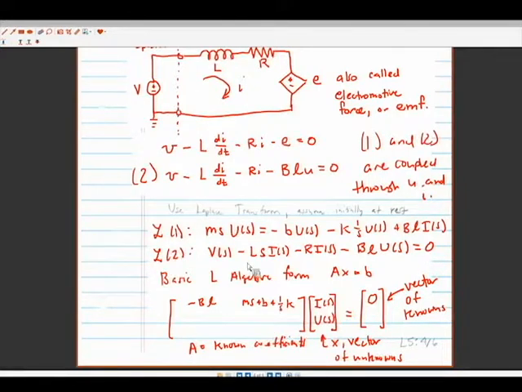All right, the second equation, we have terms that have our coefficients on I. So it'll be LS plus R. And then we have the coefficient on U, which is going to be BL. And this is all driven by V of S. Okay. Any questions on that arrangement right there? So then we have something in the form of AX is equal to B.